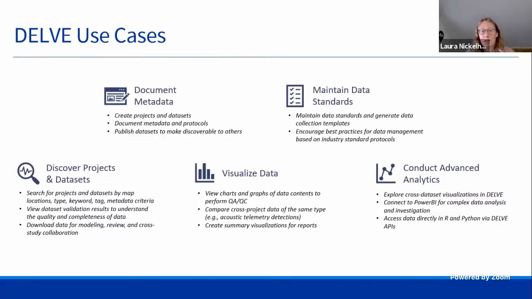Third is related to discovery of projects and data sets. So users can search for projects, data sets by map locations, type, keyword, tag, and assorted metadata criteria, and then download that data for use outside the system.